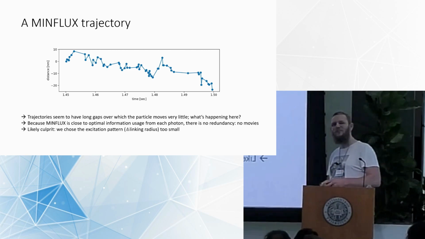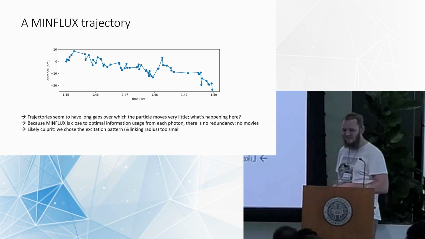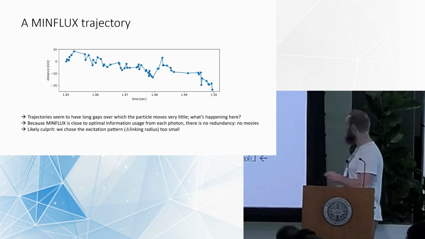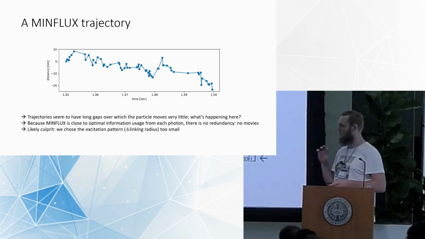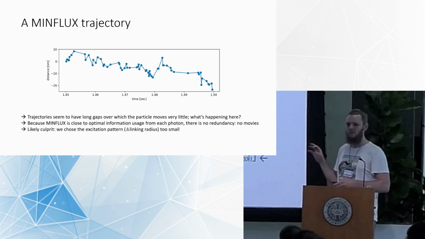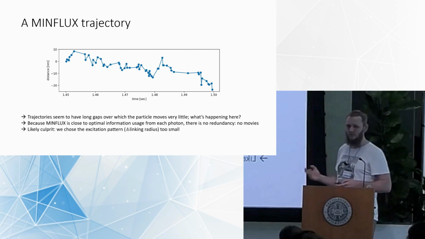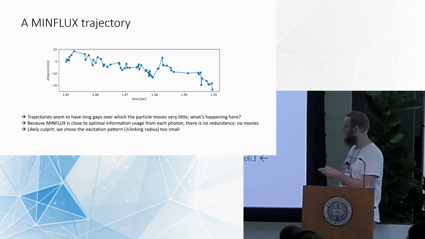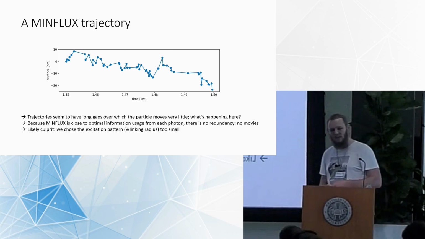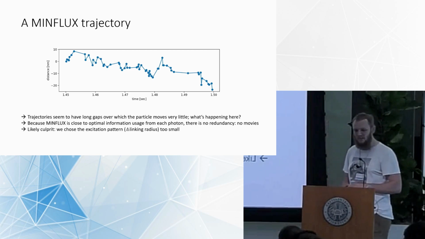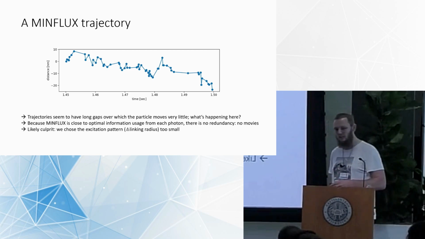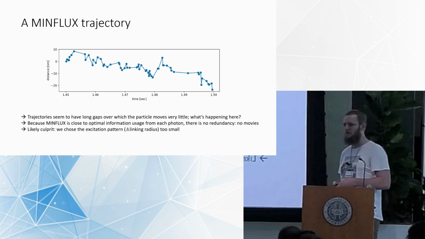And the kind of issue I had when I came across this is because this min-flux method is very close to sort of optimal information usage from each single photon you get, there's no redundancy. You don't have a movie that you can go back to and look at what actually happens there. The only thing you get is this trajectory. And after doing some more analyses, what we figured out is that likely what's happening here is that this linking radius that we chose is too small.